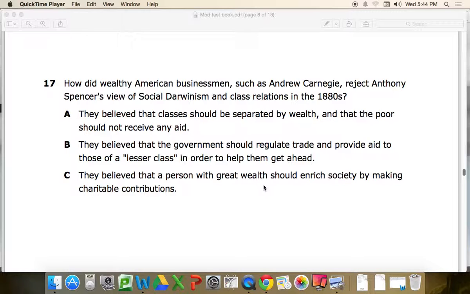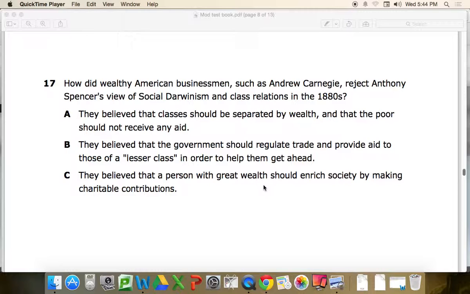And so remember, social Darwinism would say that the wealthy deserve to be special, that they deserve to be separated. So obviously that answer is not going to be A, because Andrew Carnegie rejects that idea. So he would reject that and turn away from that. And Andrew Carnegie does not believe that the government should be involved. Andrew Carnegie was a captain of industry, so he liked business and he believed in supporting business.